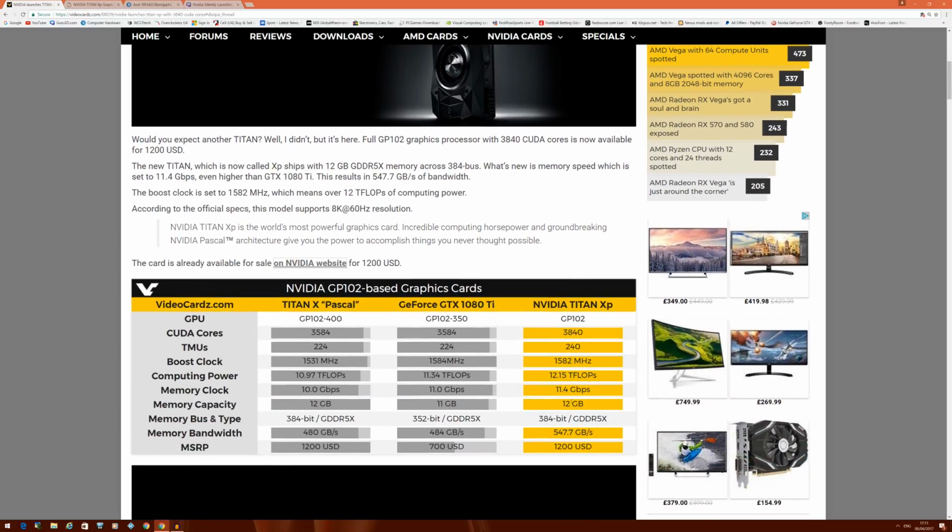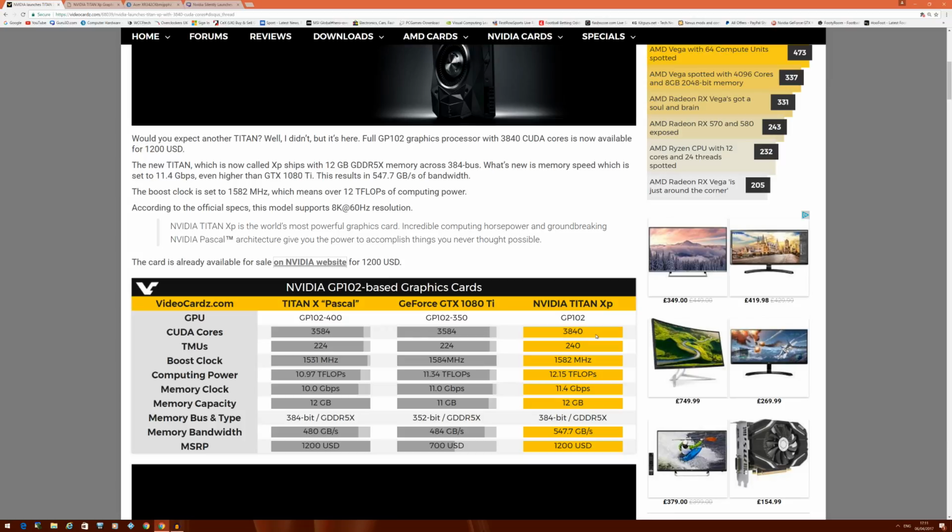And they've not only given it the full core 3840, but they've also increased the TMUs up to 240, and have also improved the memory. You know how they improved the memory on the GTX 1080 Ti up to 11 gigabits per second? They've gone one step further and increased that to 11.4 gigabits per second. That, with a 384-bit bus with GDDR5X, gives you a staggering 547.7 gigabytes per second in terms of memory bandwidth. That's almost touching high bandwidth memory levels now. That is quite staggering for GDDR5X, so you probably won't have any issues with memory bandwidth anymore.